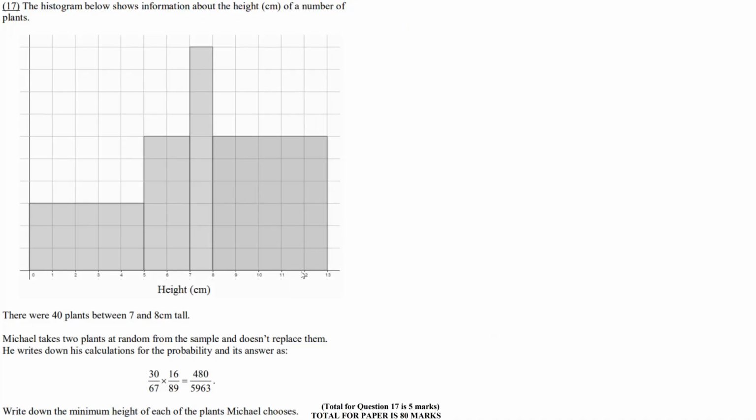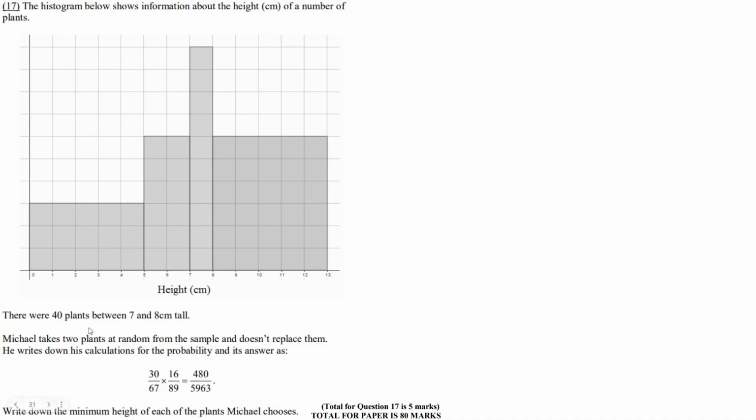Question 17. The histogram below shows information about the height in centimeters of a number of plants. There were 40 plants between 7 and 8 centimeters tall. Michael takes 2 plants at random from the sample and does not replace them. Okay, so that's important. And he writes down the calculations for the probability, and its answer is this. Write down the minimum height of each of the plants Michael chooses.